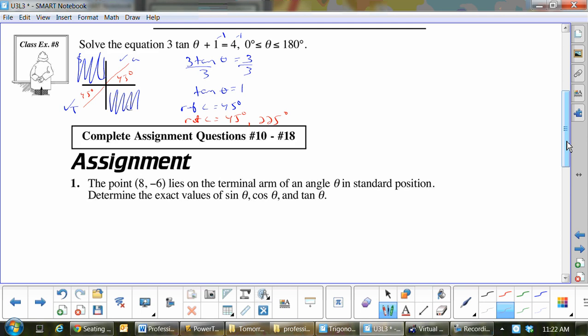Anyone know why this is the wrong answer? Yeah? Mm-hmm.